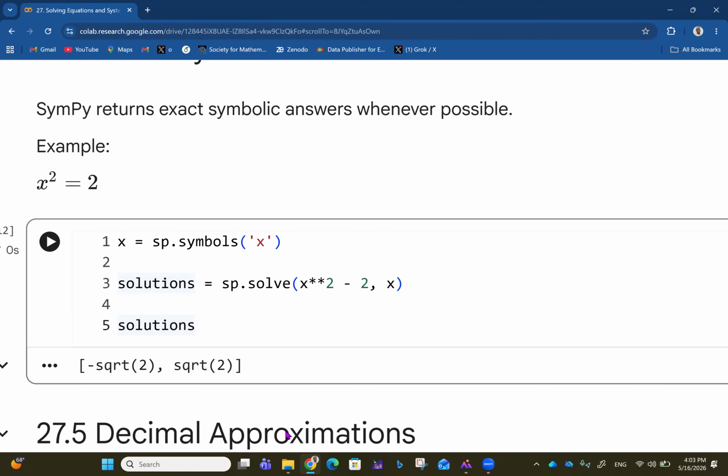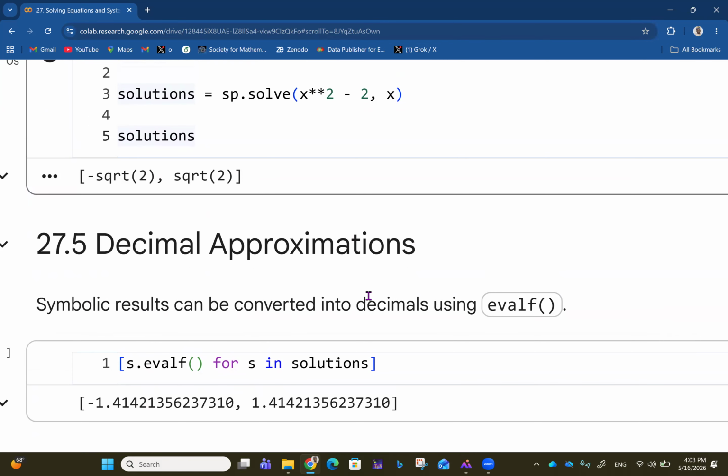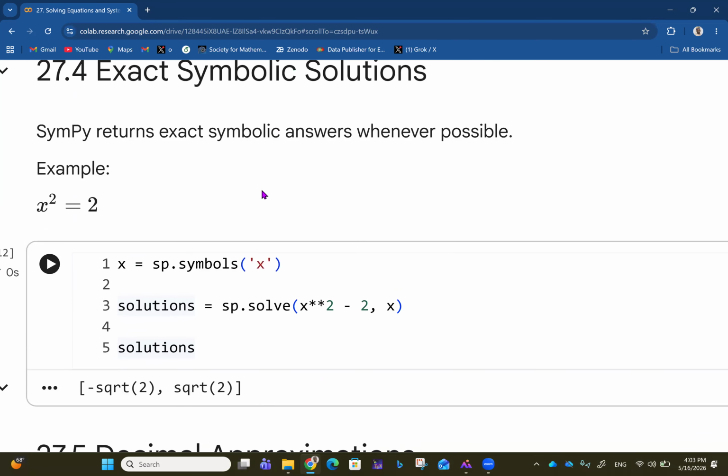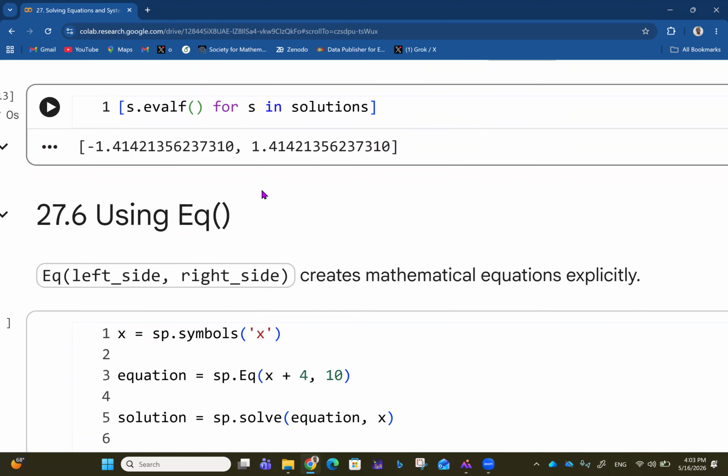That's exact. But then you can have decimal approximations of the same thing. Just like we've seen in previous videos, symbolic results can be converted into decimals using evalf. That is, you evaluate the function. So for the solutions you have here, just say s.evalf() for s in solution. There are two of them: the first one is negative square root of 2, the other one is positive square root of 2. It runs over these two and gives you the approximate values. If you run this now, you get minus 1.4142 and so on, and then 1.4142 and the rest of that. So you can get it in preserved, exact form, and you can also get it in decimal approximations as the need may be.